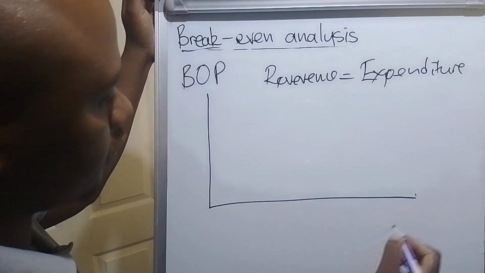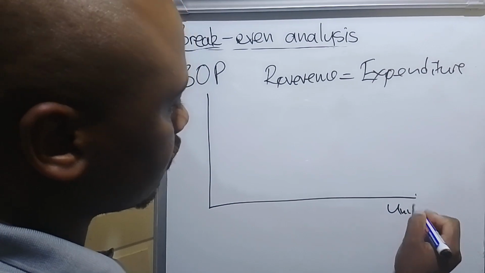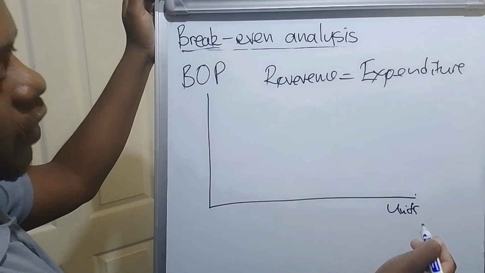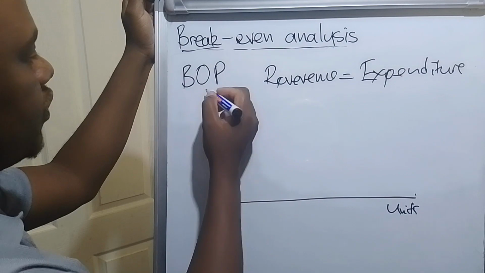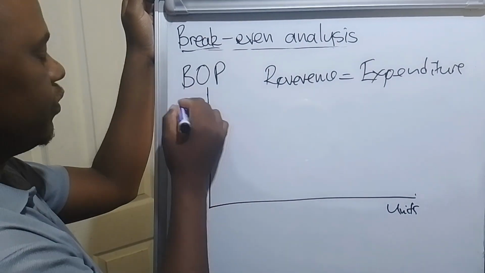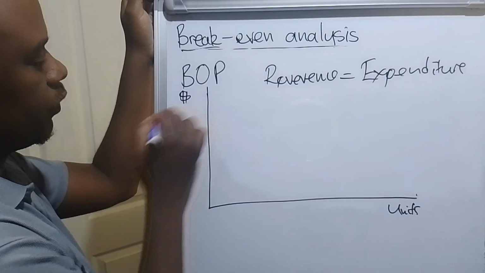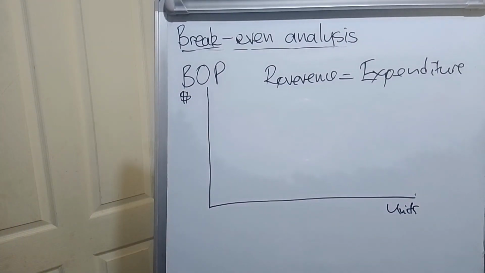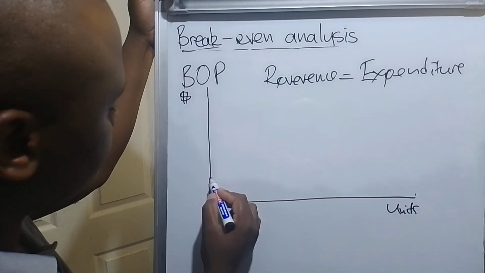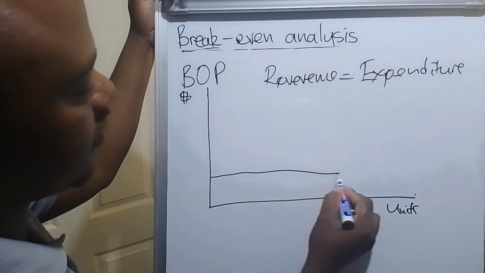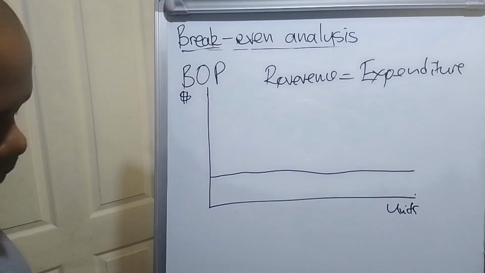On the x-axis, we put the units. This can be units produced or units sold. Here we put our revenue, so I'll just put the $ sign there. There are three main lines that we have to put on this break-even graph. The first line is the fixed cost line. The fixed cost line is the straight line on the break-even graph.